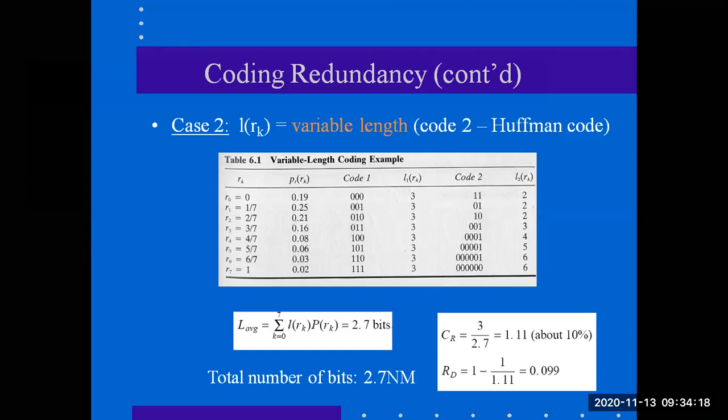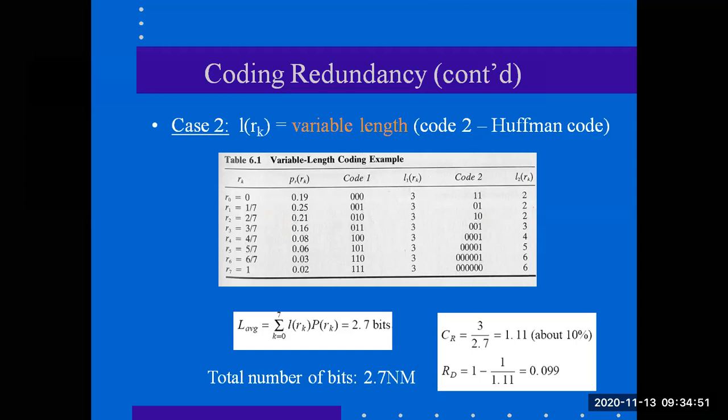Next, for these corresponding levels, what is code 1? Code 1 is very simple. Fixed code word length: 000, 001, 010, 011, 100, 101, 110, 111. And L1 of Rk, that is L of Rk, simply. So what are the bit lengths? All are equal: 3 bits, 3 bits, 3 bits.